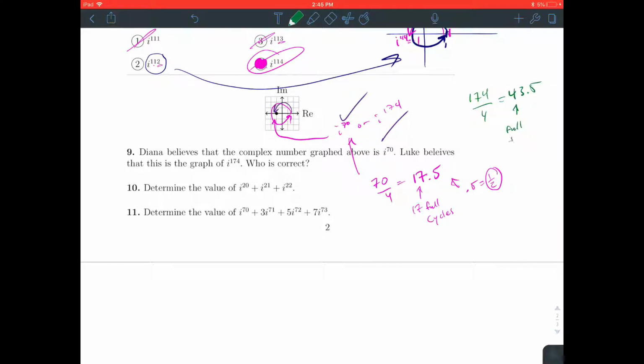That's 43 full turns plus an extra half turn, because 0.5 is a half. So even if we went 43 times around and then an extra half, it puts us in the same spot. So Diana is right, Luke is right. Everyone's right. Great.